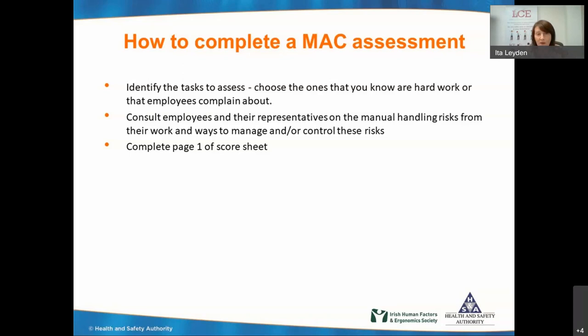Then consult with employees and the representatives about manual handling. So it is about engaging. This isn't something that you should be carrying out on a covert basis or without the knowledge of those involved, because they're the ones who are going to give you the best information about the particular task or activity. And once you've done this, you then have identified what you are going to assess, and then you complete page one of your score sheet.